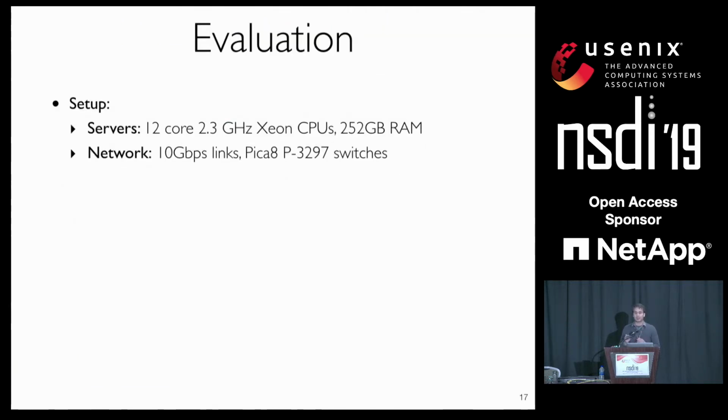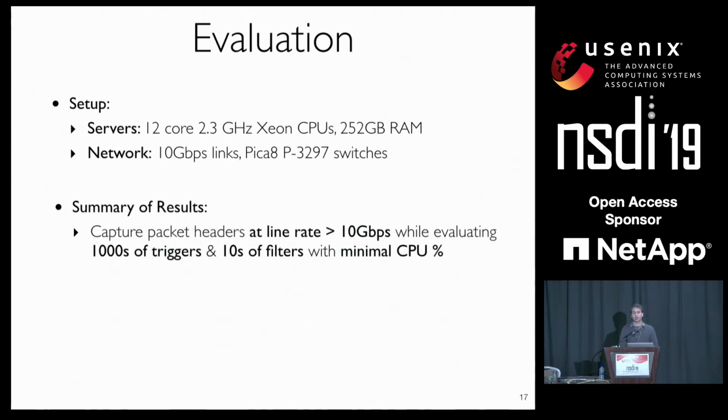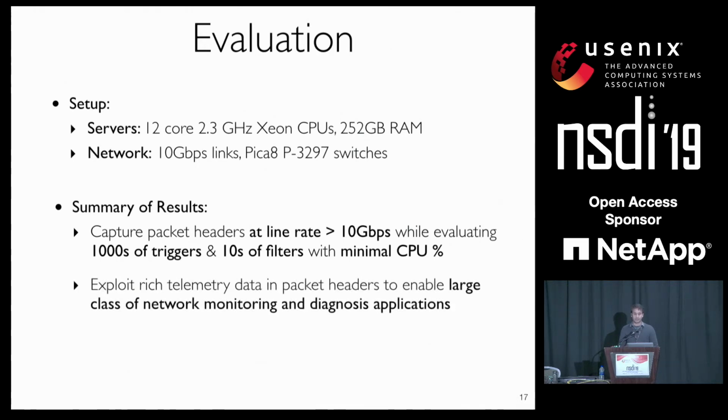Now, we have evaluated Confluo across a wide range of workloads and for a large number of application scenarios. And our results have shown that, on one hand, Confluo is able to capture packet headers at line rate for even larger than 10 gigabit links, while evaluating thousands of per packet triggers and tens of per packet filters using minimal CPU resources. And on the other hand, Confluo is able to exploit the rich telemetry data that is embedded within the packet headers in order to enable a large class of network monitoring and diagnosis applications.